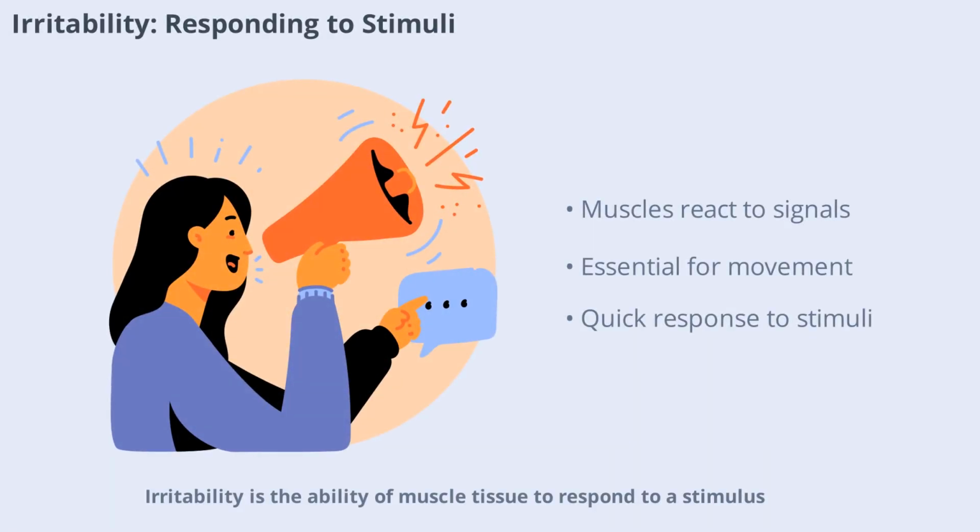Irritability is the ability of muscle tissue to respond to a stimulus. This property is essential for muscle function, as it allows muscles to react quickly to signals from the nervous system. When you decide to move, your brain sends an electrical signal to your muscles, which respond by contracting. Without irritability, our muscles wouldn't be able to react to commands, making movement impossible.